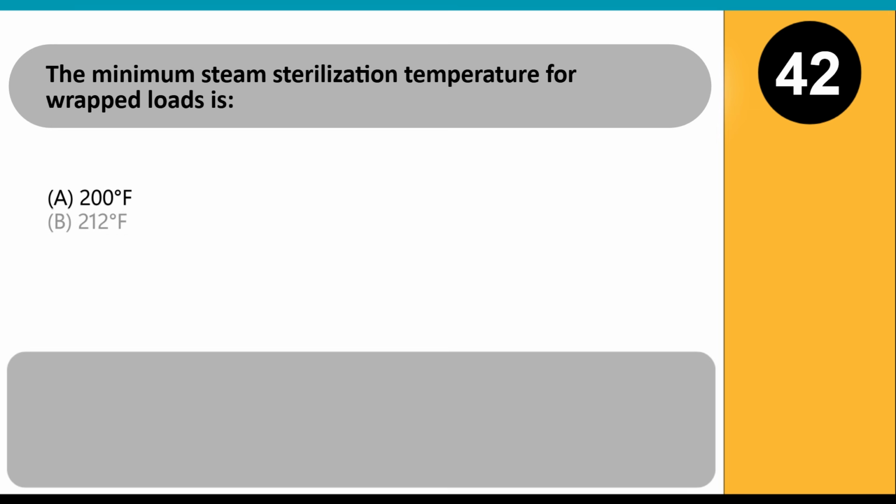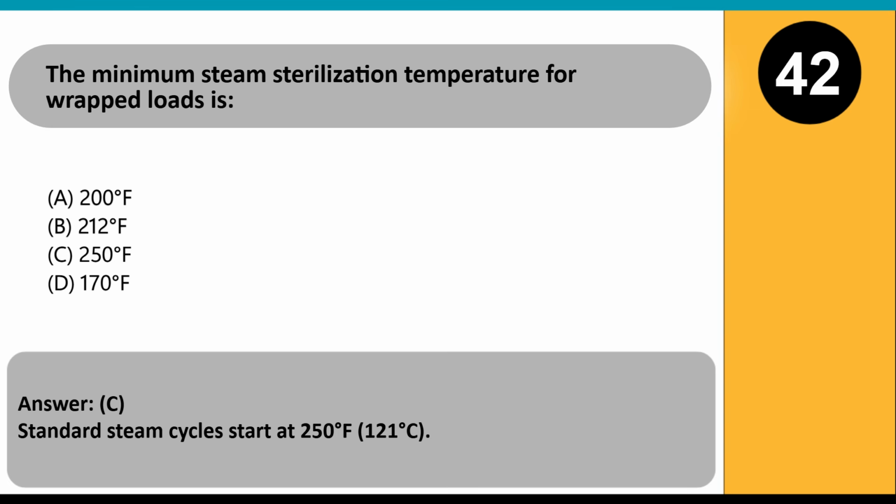The minimum steam sterilization temperature for wrapped loads is A. 200 degrees Fahrenheit. B. 212 degrees Fahrenheit. C. 250 degrees Fahrenheit. D. 170 degrees Fahrenheit. Answer: C. Standard steam cycles start at 250 degrees Fahrenheit, 121 degrees Celsius.